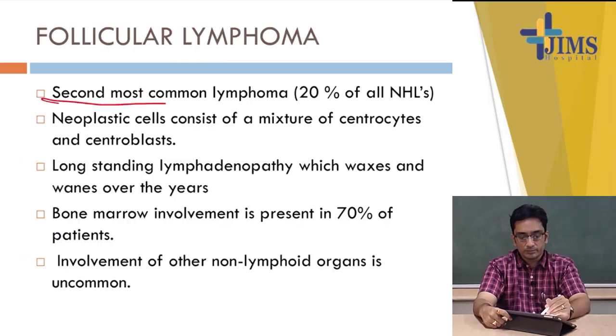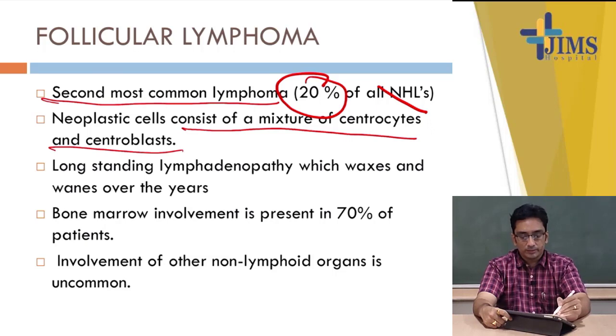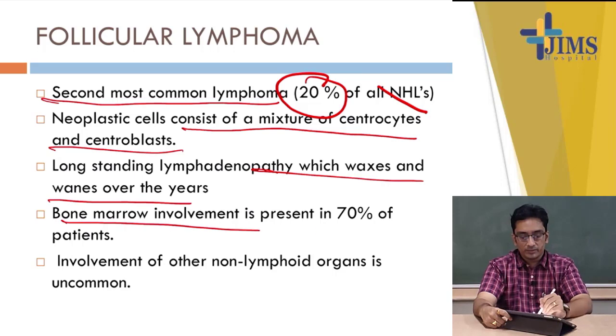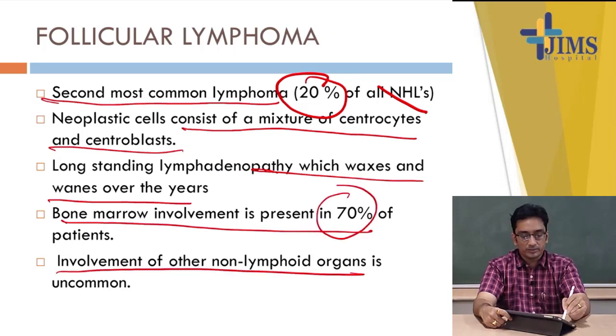Follicular lymphoma, second most common lymphoma, 20% of all NHL, consists of a mixture of centrocytes and centroblasts. Long-standing lymphadenopathy which waxes and wanes over the years. Bone marrow involvement is present in 70%. Involvement of other non-lymphoid organs is uncommon.